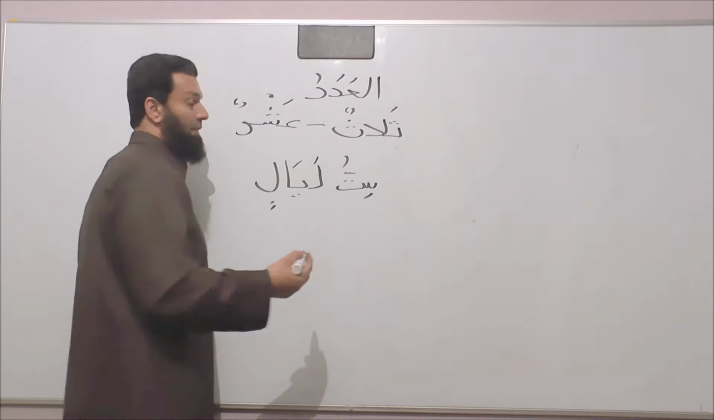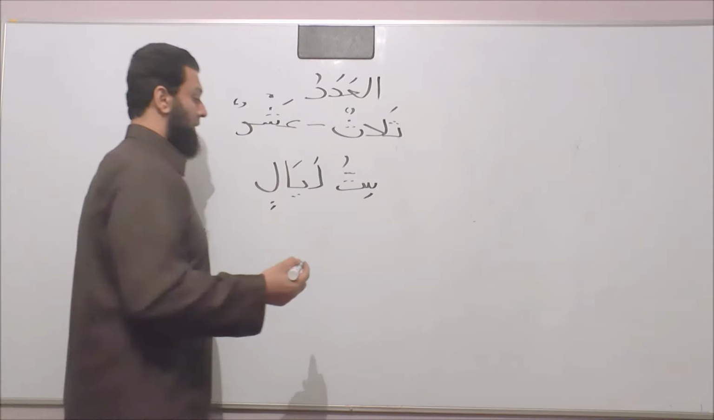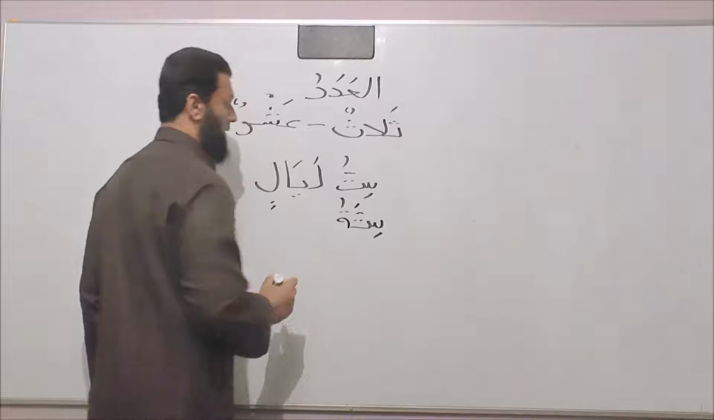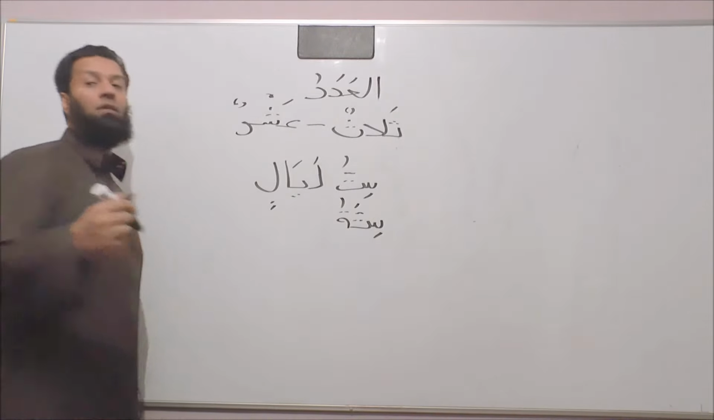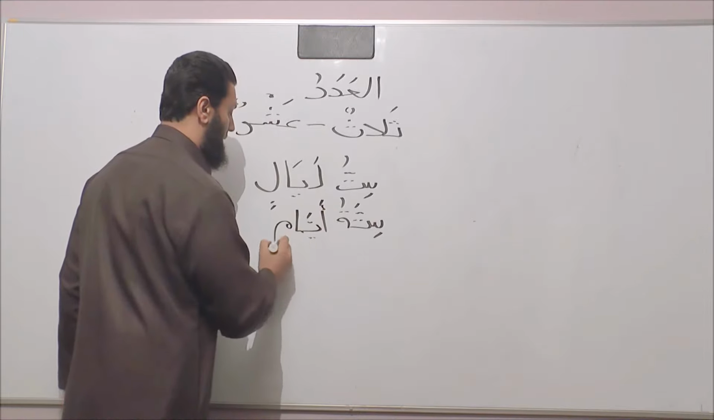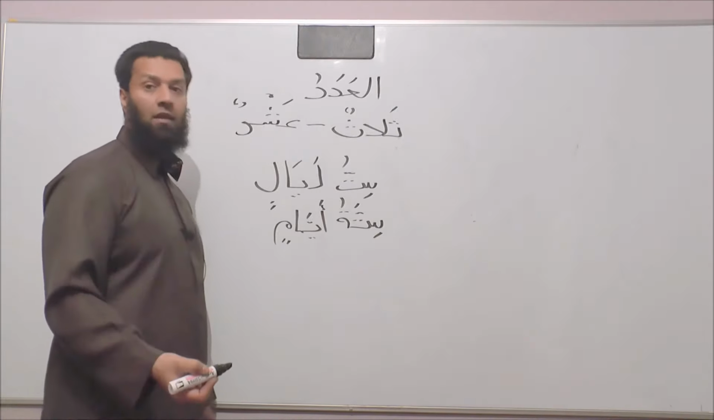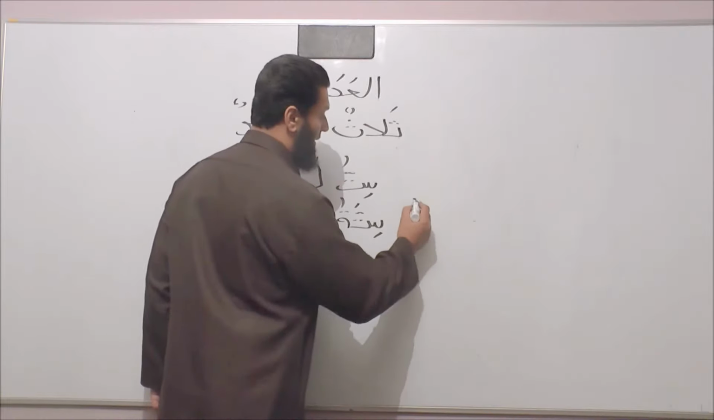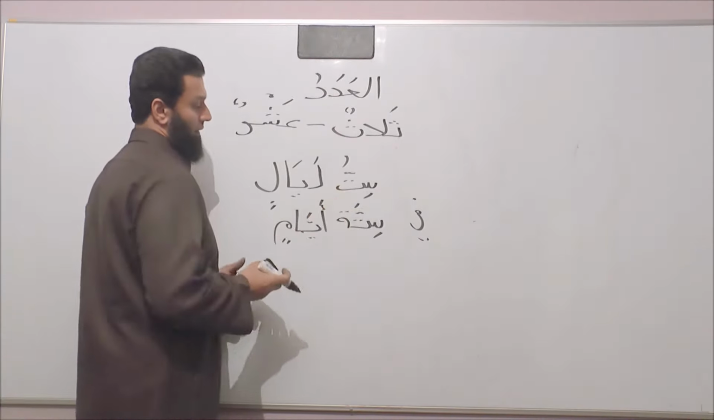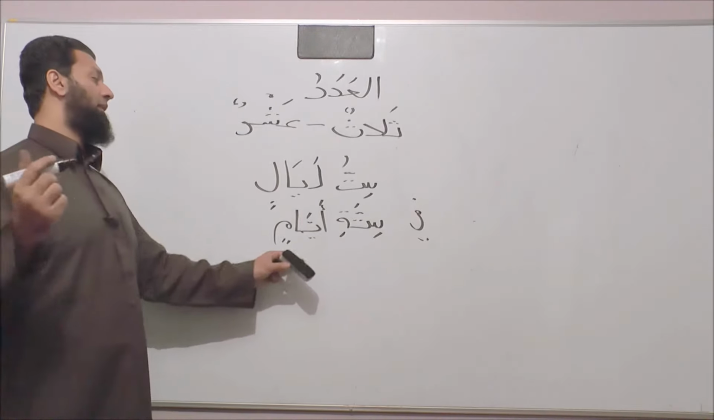So if I wanted to say 6 days, we say sittatu. What's the plural of yawmun? Ayyamun. So it becomes ayyamin. Right? Like the ayah in Surah Al-A'raf, خَلَقَ السَّمَاوَاتِ وَالْأَرْضَ في ستة أيام ثم استوى على العرش. Right? 6 أيام.